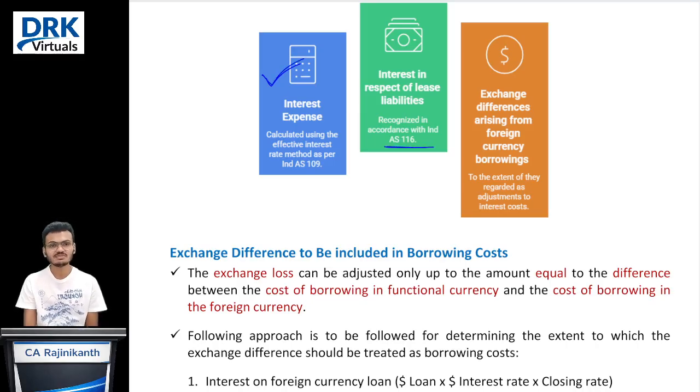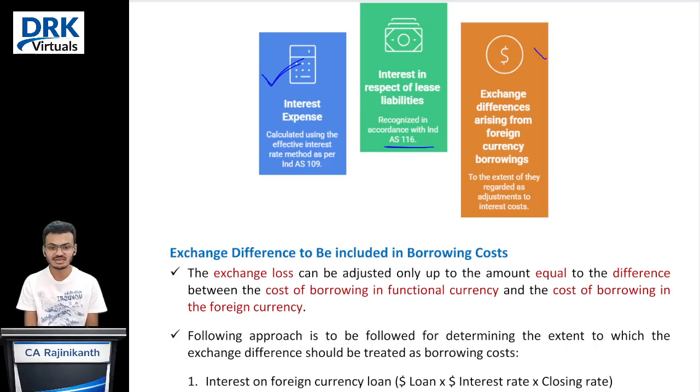Similarly, as per Ind AS 116 Leases, we recognize ROU asset account debit to lease liabilities account, correct? At the end of each reporting period, or as per the lease agreement terms, we recognize interest on lease liabilities, correct? So that interest is also forming part of borrowing cost.